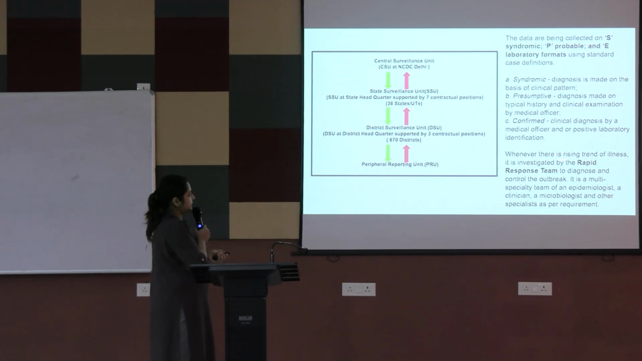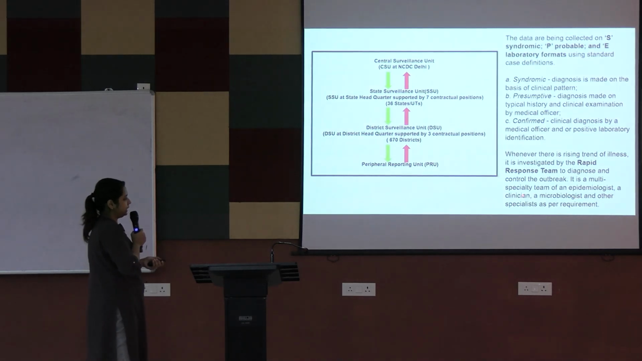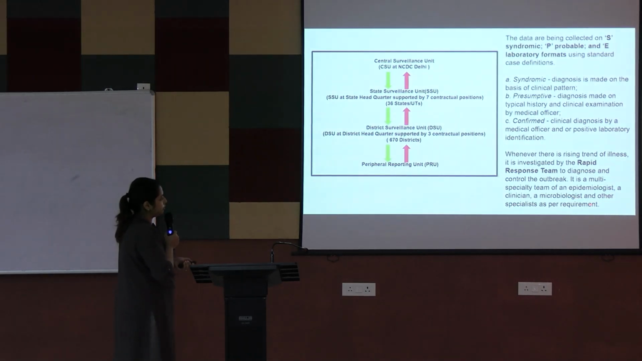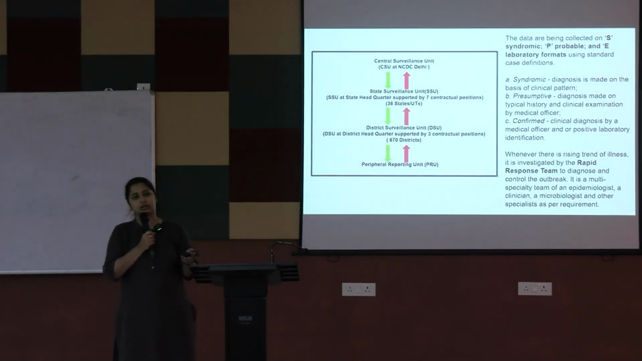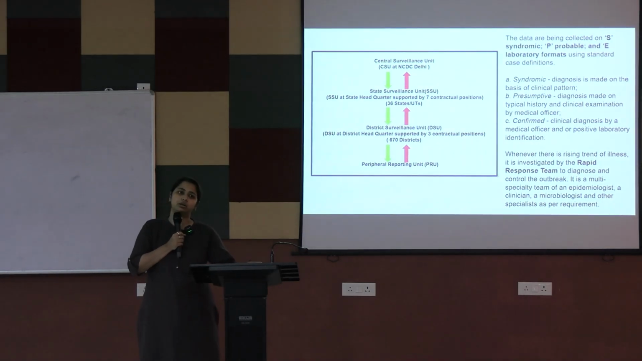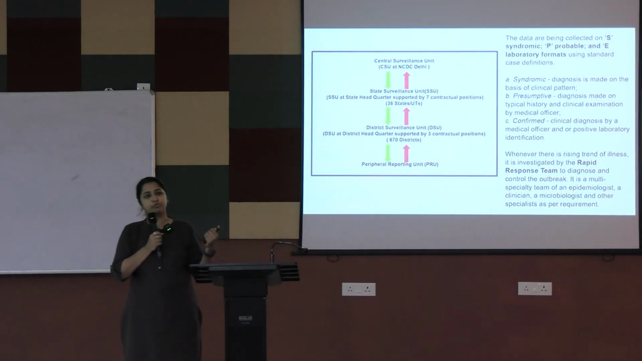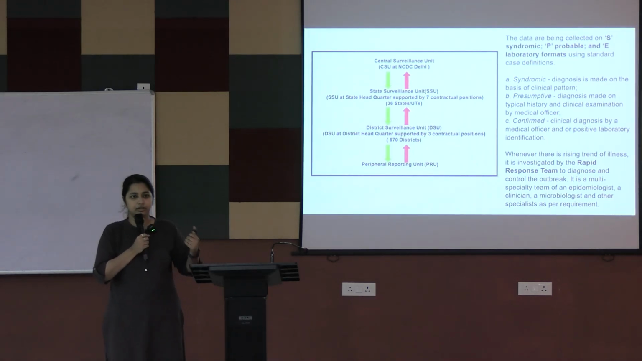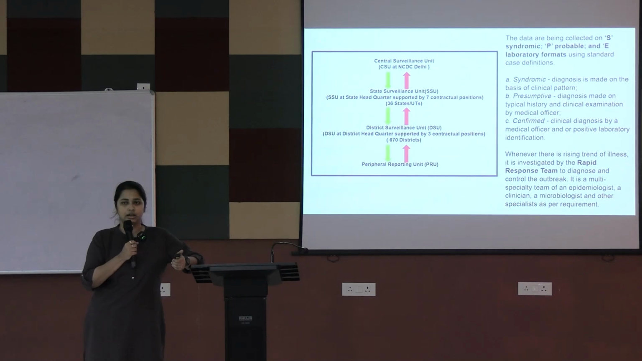So whenever there is a rising trend in illness, it is investigated by the rapid response team to diagnose and control the outbreak. It is a multi-specialty team of an epidemiologist, clinician, microbiologist and other specialists as per requirement. When you see the website, you will see the rapid response team of IDSP. State-wise there is a list. You will find 3-4 people in every state comprising the rapid response team. Whenever there is an outbreak or a rising trend in a particular illness, the rapid response team is informed and they go there and investigate the outbreak. That mechanism is in place.